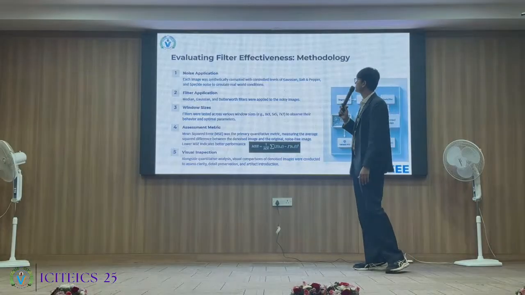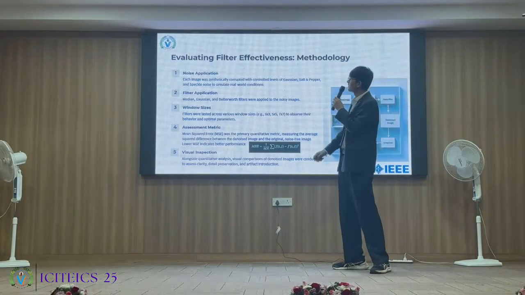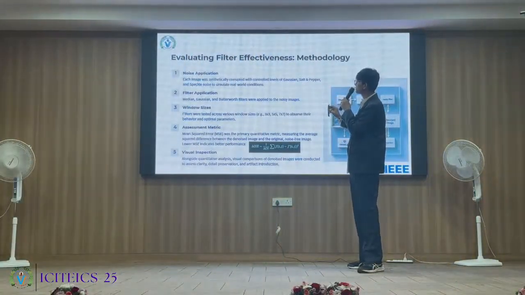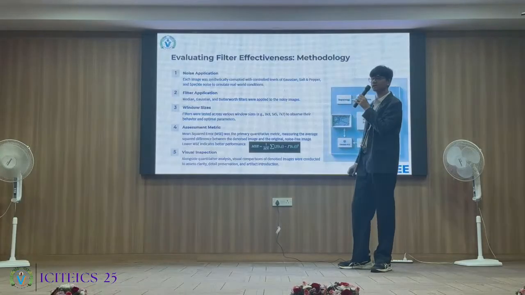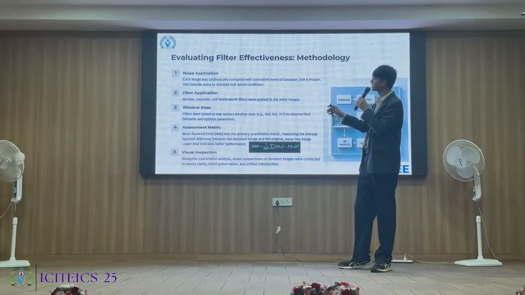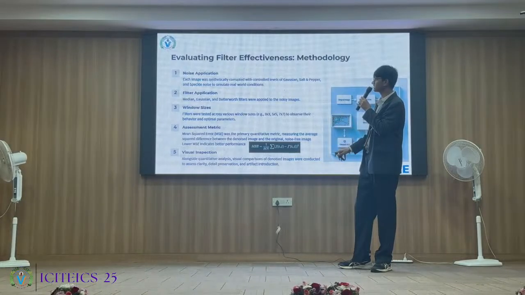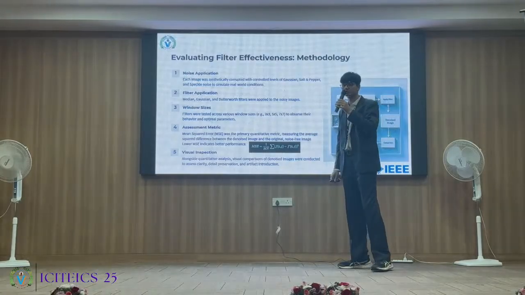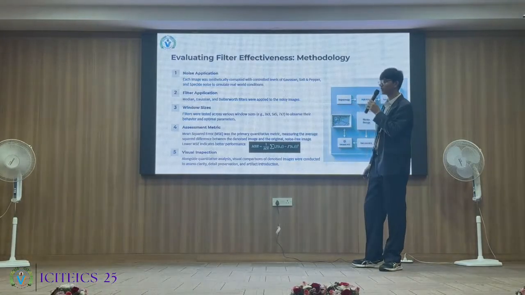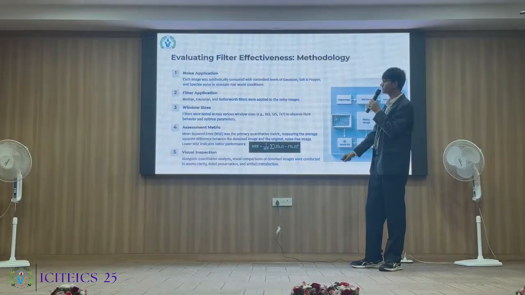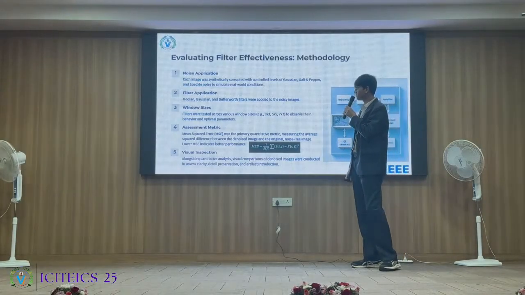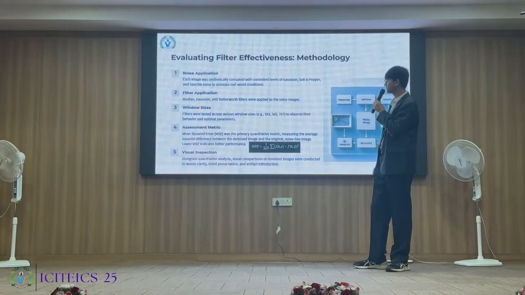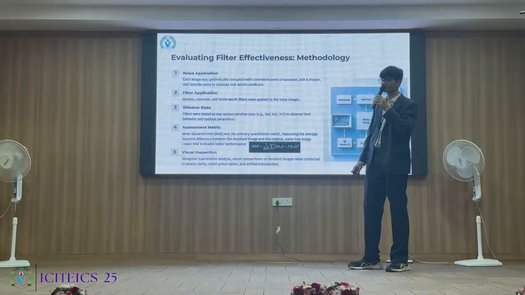So we have used this methodology. First, each image was synthetically corrupted with controlled levels of Gaussian, salt and pepper, and speckle noise to simulate real-world conditions. Then we applied median, Gaussian and Butterworth filters to the noisy images. The filters were tested across different window sizes, 3x3, 5x5, 7x7 and onwards, to observe the behavior and optimal parameters. We used the mean squared error, MSE, metric, measuring the average squared difference between the denoised image and the original noise-free image. The lowest MSE indicates the best performance.